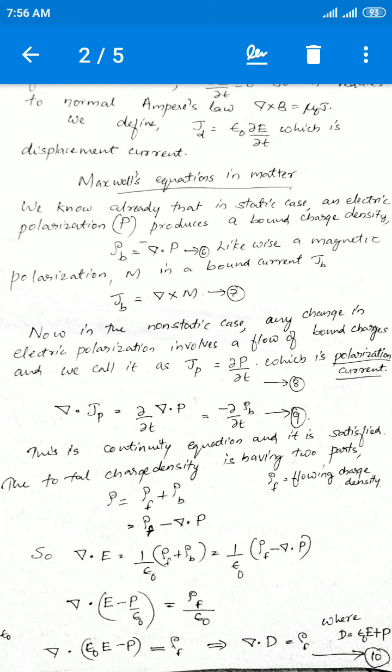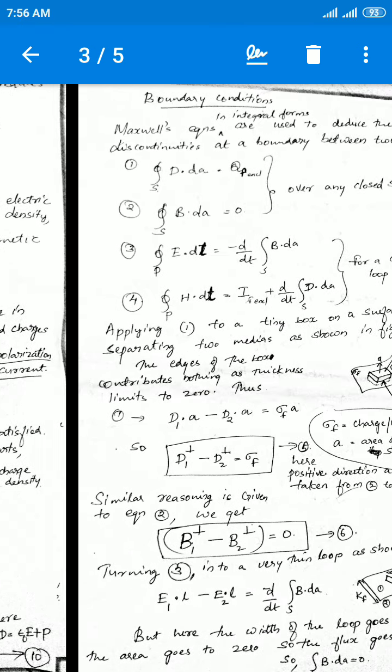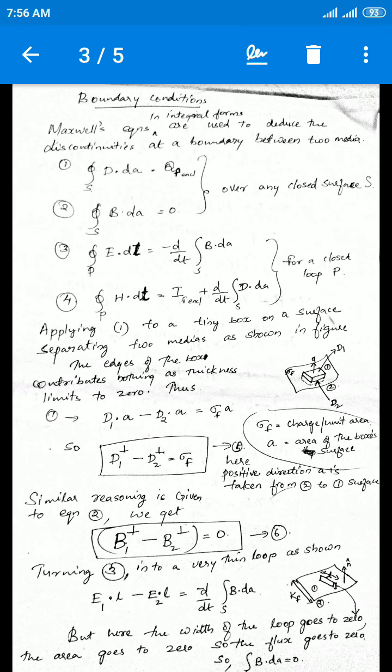It is called the electric displacement vector. Del dot D is equal to rho F. What is rho F? Rho F is the flowing charge density. It is not the full charge density rho, but only rho F. Okay. Now boundary conditions I will teach you in the next class.